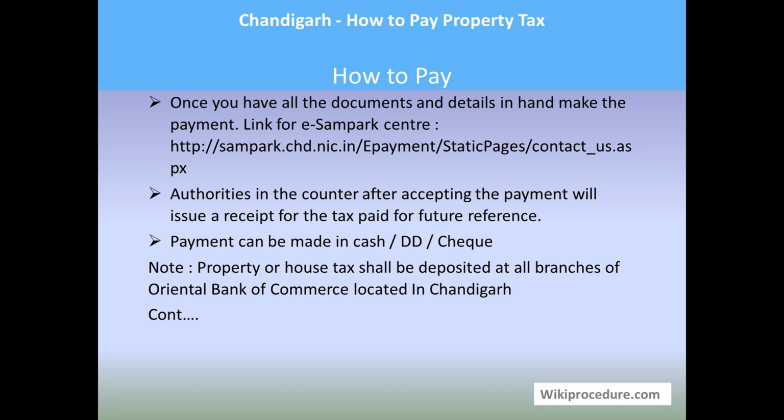Authorities at the counter, after accepting the payment, will issue a receipt for the tax paid for future reference. Meaning, once they accept your payment, a receipt will be issued for the payment received. So keep it safe for future reference. Payment can be accepted in cash, DD or cheque. Property or house tax shall be deposited at all the branches of Oriental Bank of Commerce located in Chandigarh.